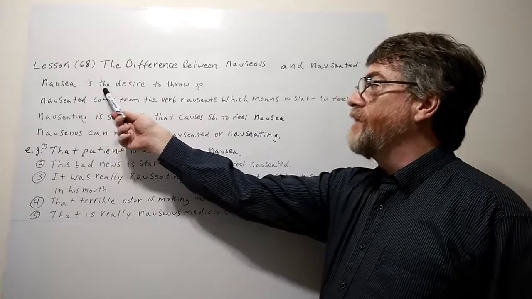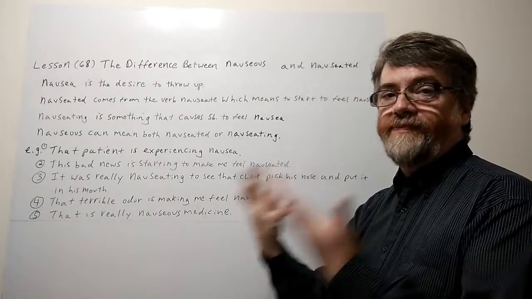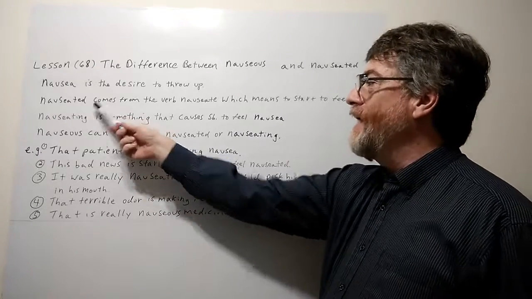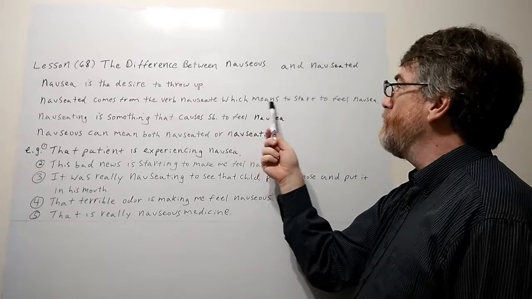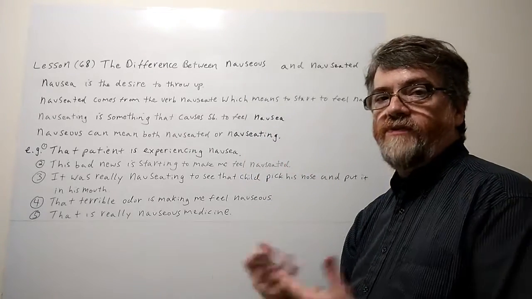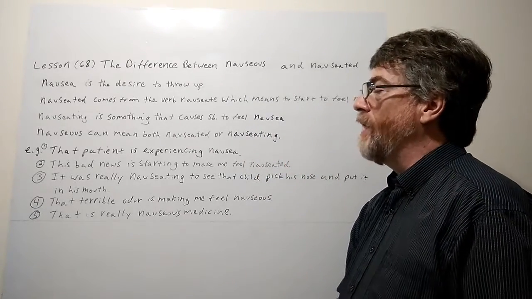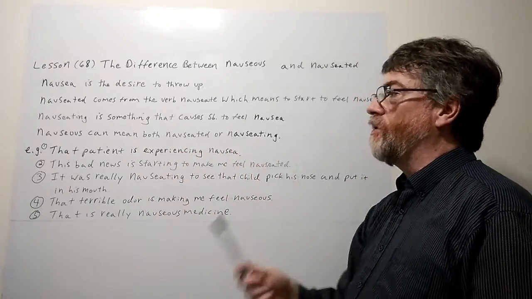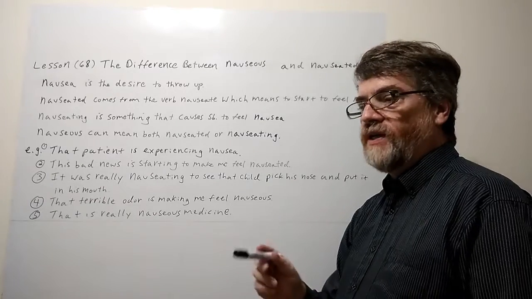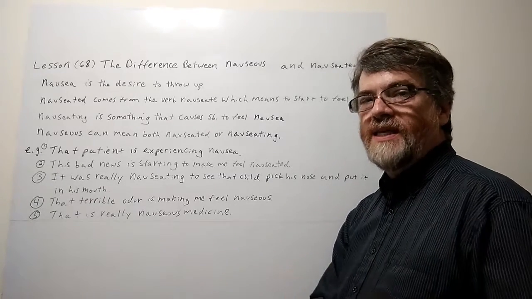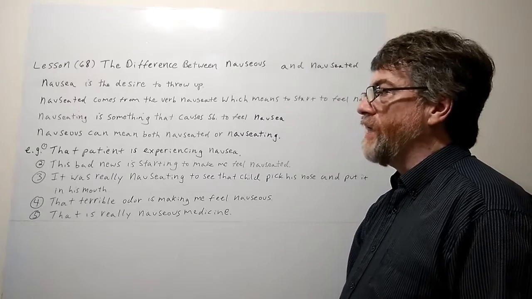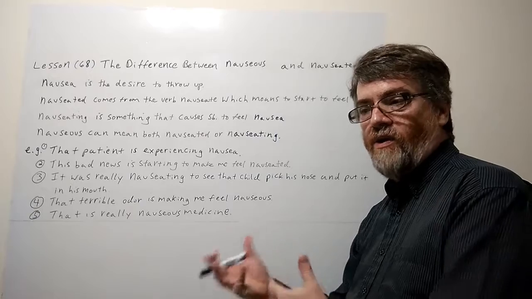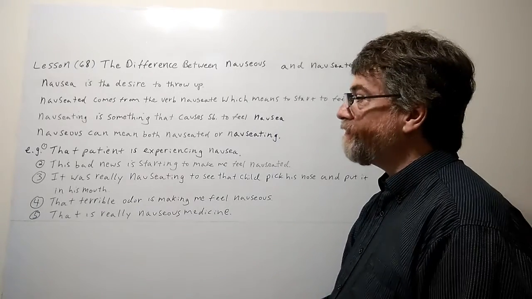Look at nausea by itself first, which is the desire to throw up. That's the feeling of the desire that you want to throw up. Nauseated comes from the verb to nauseate, which means to begin to feel like you want to throw up. Nauseating is something that causes somebody to feel nausea. A lot of the time, when you have things with the ing at the end, it means it's the thing that causes it. So nauseating is the stimulus, what caused you to have this feeling to begin with.